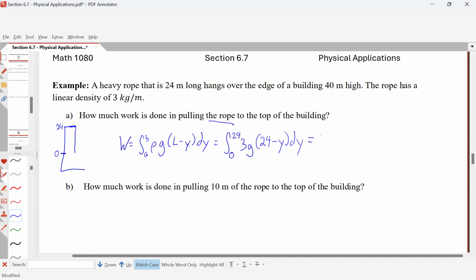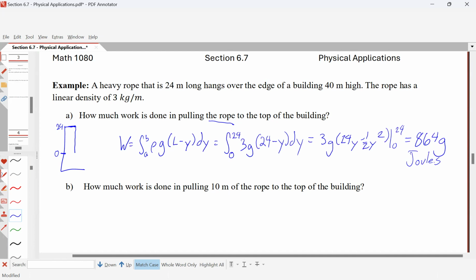So this becomes 3g times 24y minus 1/2 y squared from 0 to 24. And when we plug in 24, which I will not show here, and when we plug in 0, the upper and the lower bound, this integral ends up working out to be 864 G. So it takes 864 G joules of work to pull the whole chain up.